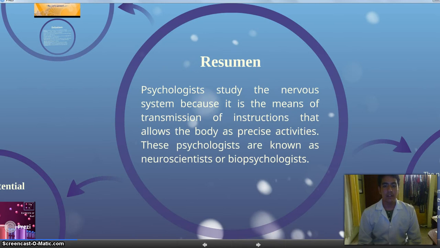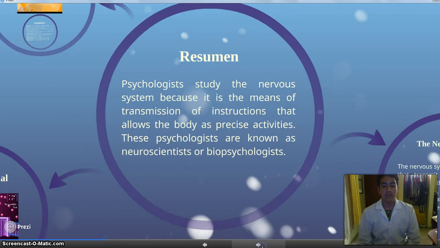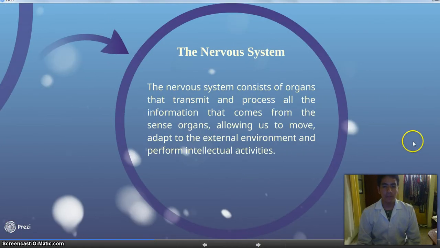Summary. Psychologists study the nervous system because it is the means of transmission of instructions that allows the body to perform precise activities. These psychologists are known as neuroscientists or biopsychologists. The nervous system consists of organs that transmit and process all the information that comes from the sense organs, allowing us to move, adapt to the external environment, and perform intellectual activities.